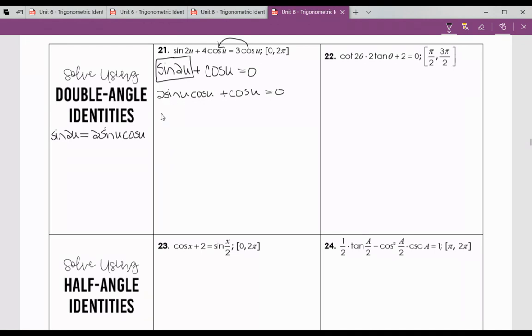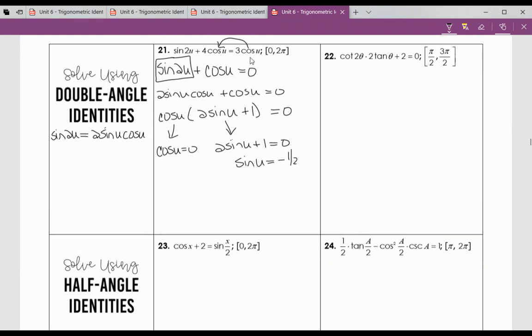I'm going to factor out the greatest common factor, cosine, and that gives me cosine u times 2 sine u plus 1 equals 0. So I get cosine u equaling 0. Here I get 2 sine u plus 1 equals 0. So I end up with sine u equaling negative 1/2.